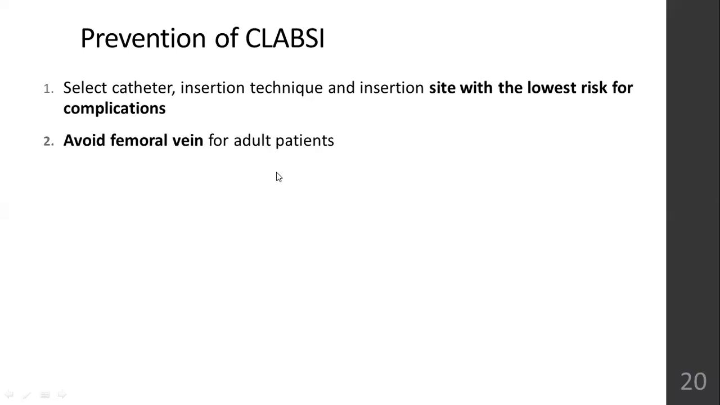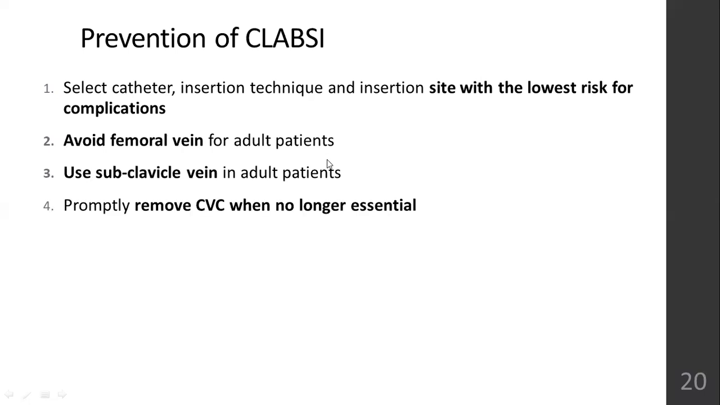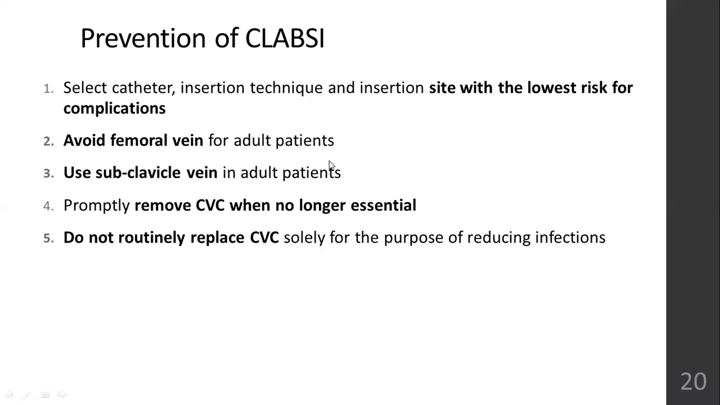Avoid femoral vein for adult patients as much as possible. Use subclavian vein in adult patients. And when it is no longer essential, as soon as the doctor has mentioned it is no longer required, immediately remove the central line. You don't have to routinely replace the CVC just because you want to prevent infection. That is not the right way. Every 2 days, every 3 days, repeating the central line insertion just to prevent infection, that is not the right way. Once it is inserted, due diligence has to be followed to prevent infection.